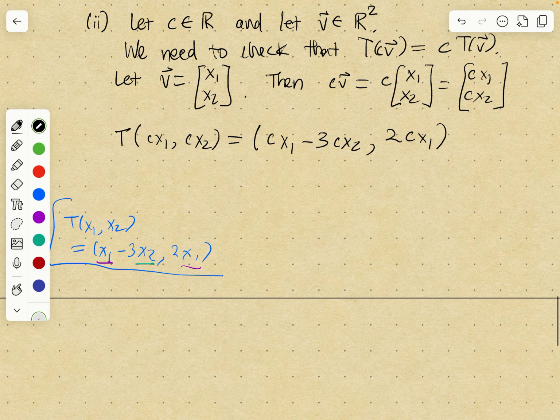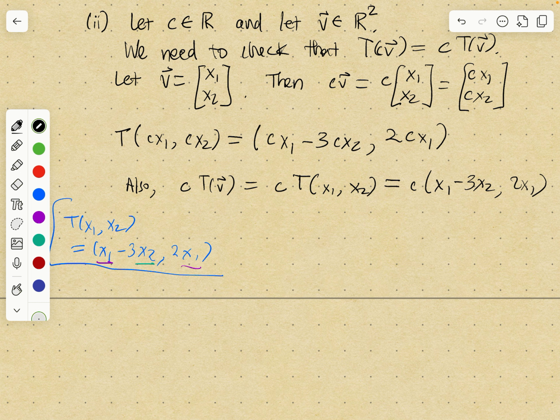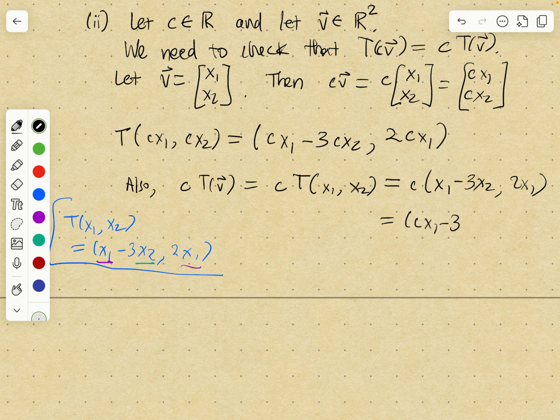Now I need to calculate C times T of V. So C times T of V is going to be C times T of x1, x2. And that's C times the vector x1 minus 3x2 comma 2x1. And this is going to be, we can multiply the C across, C times x1 minus 3cx2 comma 2cx1. Because remember, when you take a vector and scale it by a scalar, you multiply each component by that scalar.